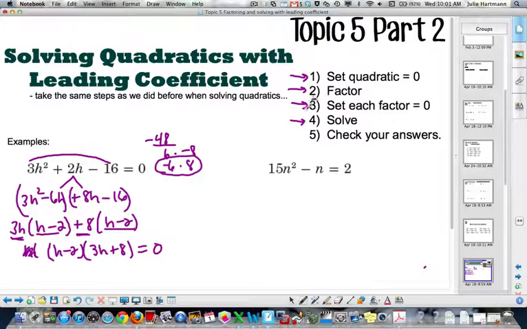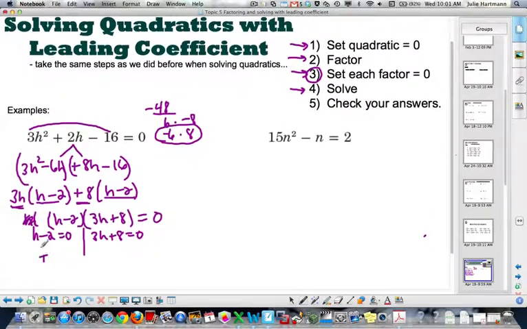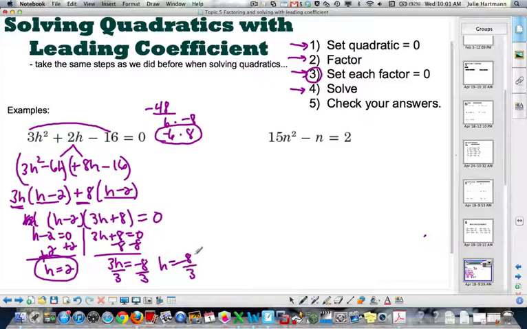From there, we set each factor equal to 0, so I have h minus 2 equals 0 and 3h plus 8 equals 0, and I solve. I add the 2, so h equals 2. On this side, minus the 8. 3h equals negative 8, divide by 3, h equals negative 8/3.